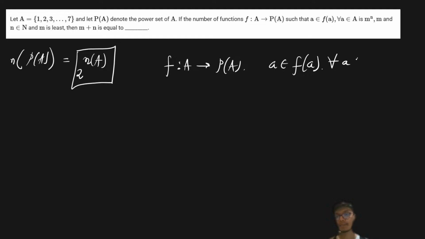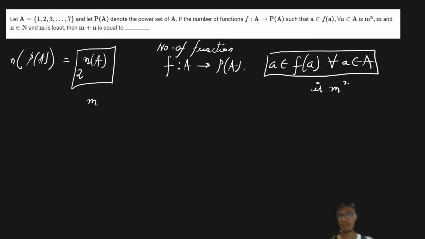Okay, for all A belongs to A. If this condition is set, the number of functions where this particular condition is satisfied is given as m to the power n, where m and n are both natural numbers. You have to find the least m, and then find the sum m plus n, with the minimum value of n.